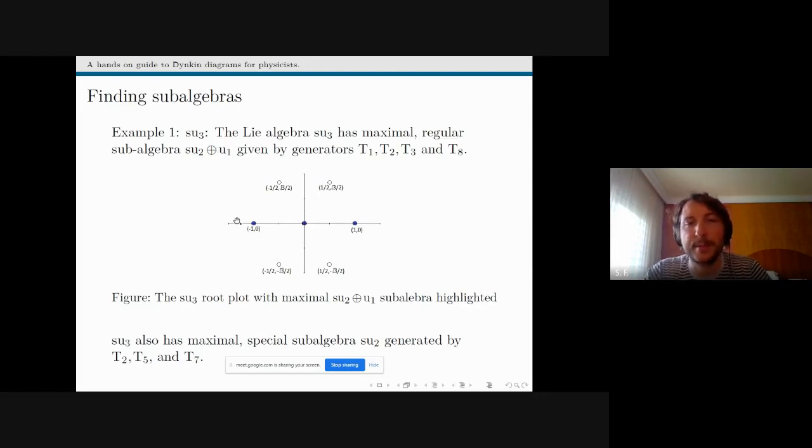So there's going to be two types of subalgebras. There's going to be semi-simple and non-semi-simple. And U1 is an abelian piece, so it's not semi-simple, right?